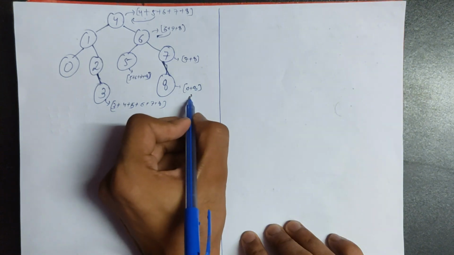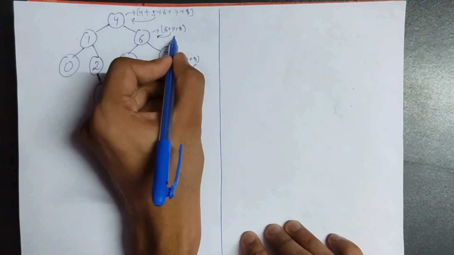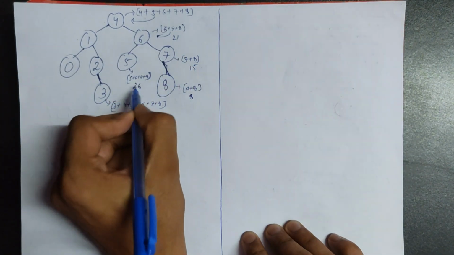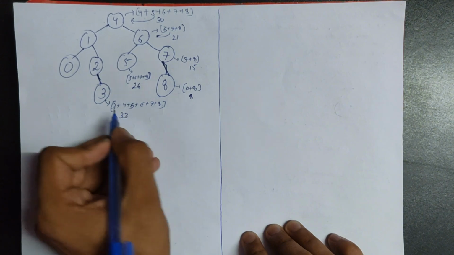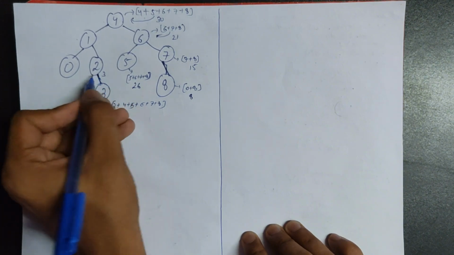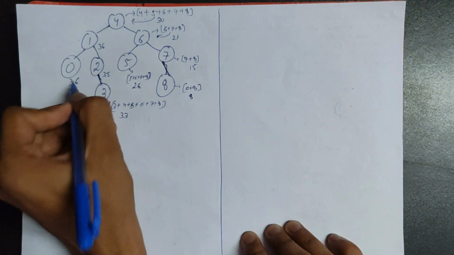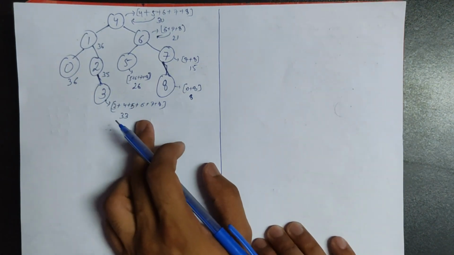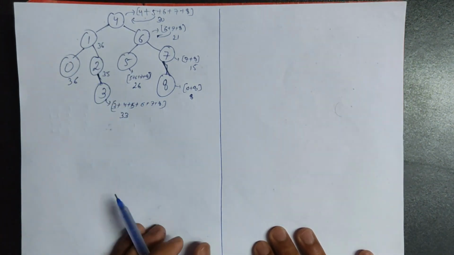So for the 8, it will be 8. 7 plus 8 is 15. 15 plus 6 is 21. 21 plus 5 is 26. 26 plus 4 is 30. 30 plus 3 is 33. 33 plus 2 is 35, and here 36, and here also 36. Okay, so we have to convert this binary tree into this form, where this value will be replaced as 36, 36, 35, 33, and so on.